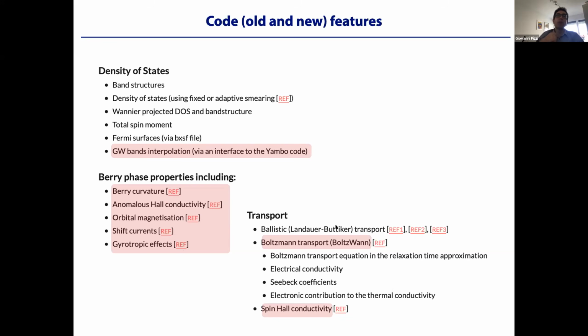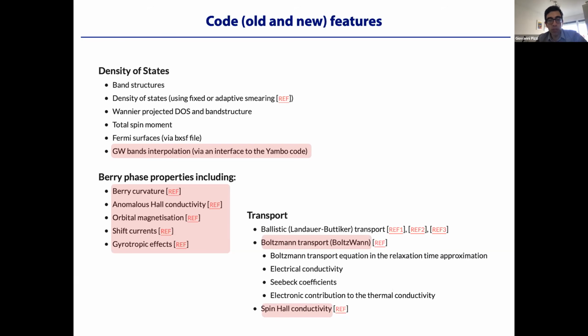And then there are a number of transport properties which the code can compute. And these include transport in the Boltzmann transport approximation with a constant relaxation time. You will see actually in EPW there is a better approximation to this, but if you want a quick and dirty result, let's say, you can use already this module. And spin Hall conductivity is another property you can compute using Wannier90.